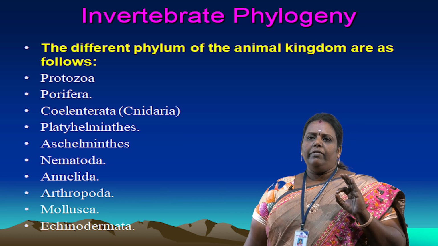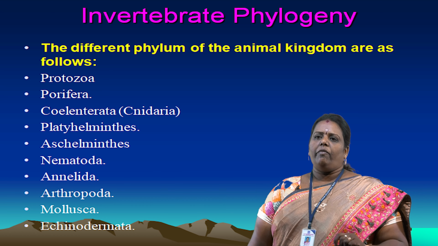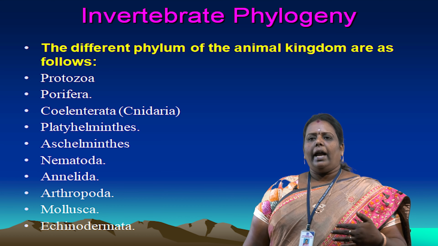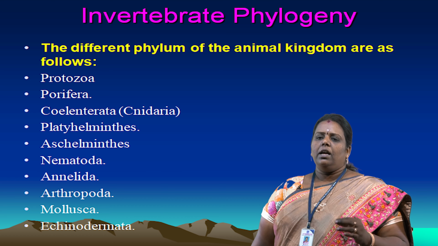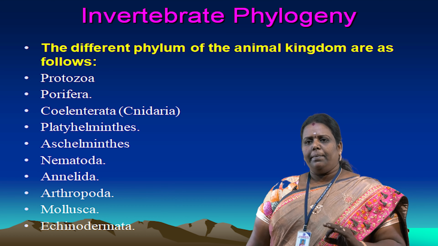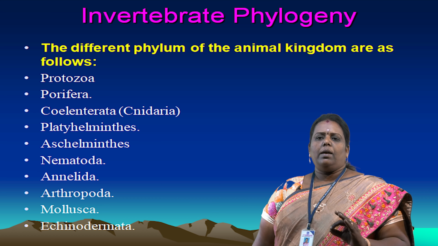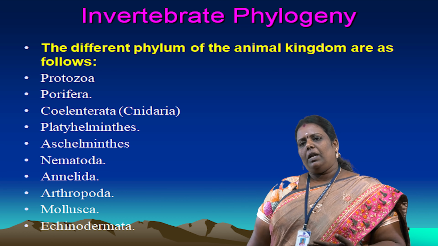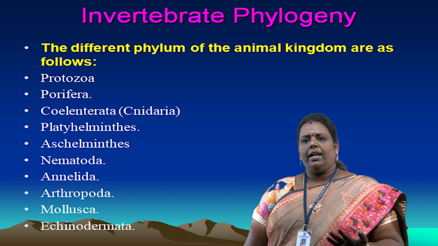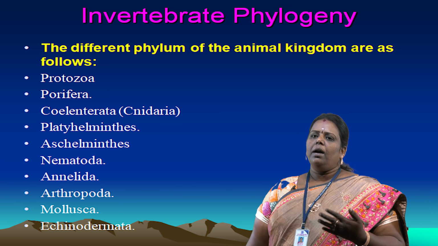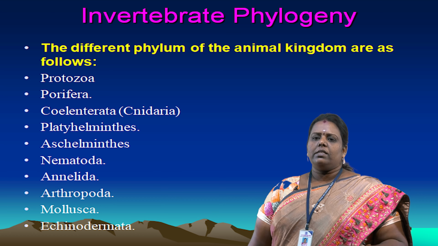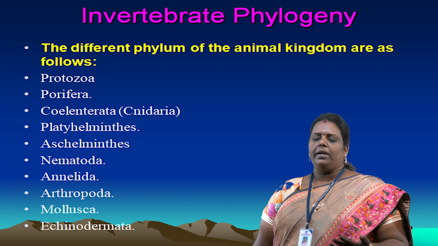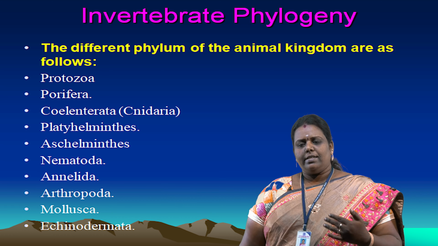We have divided the invertebrate phylogeny. Different phyla also occur in the world. Many scientists have identified them, from protozoa to echinodermata. The protozoa examples, as I already told you, are amoeba and euglena. Another one is porifera, for example sponges. Another one is cnidaria, for example obelia, then Platyhelminthes, Aschelminthes, Nematoda, Annelida, Arthropoda, Mollusca and Echinodermata. All these animals are invertebrates.